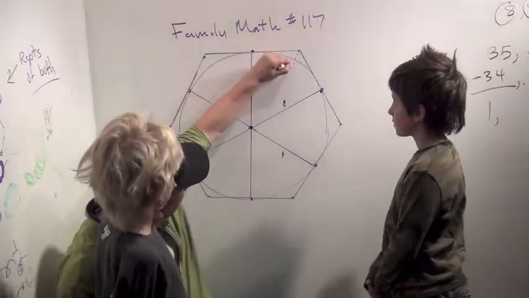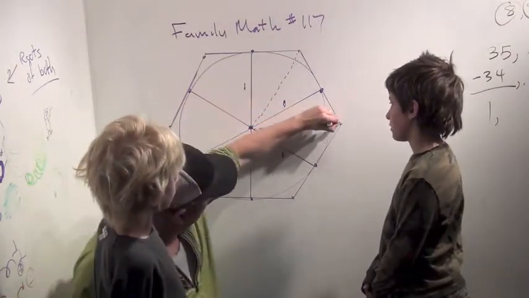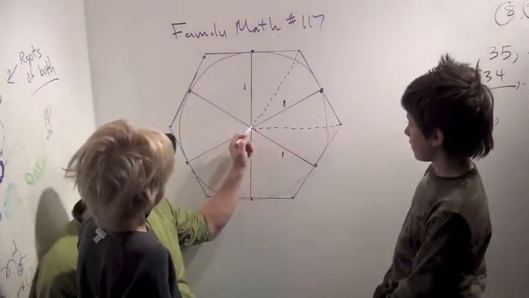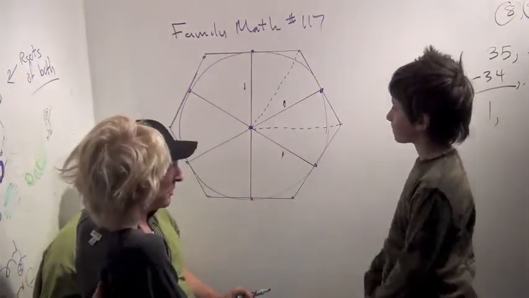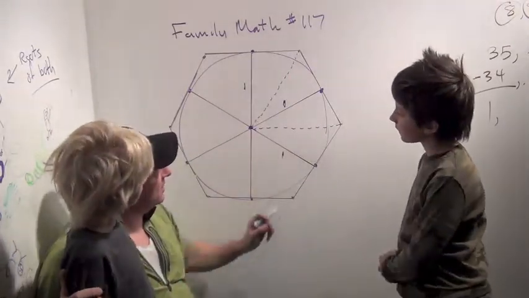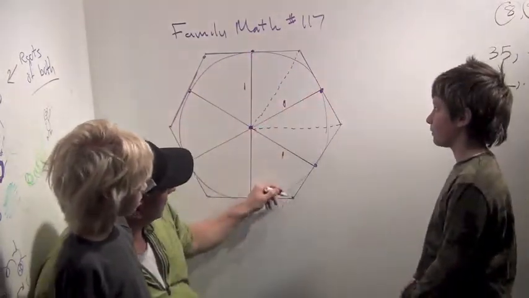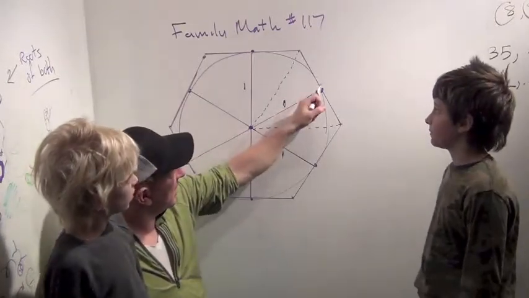Let's connect these corners to the center. Now we have what shape? That's an equilateral, our friend the old equilateral triangle. We don't know how long it is, but if we could figure out how long those sides were, then we could figure out the perimeter, right? Now you notice it gets cut in half here.